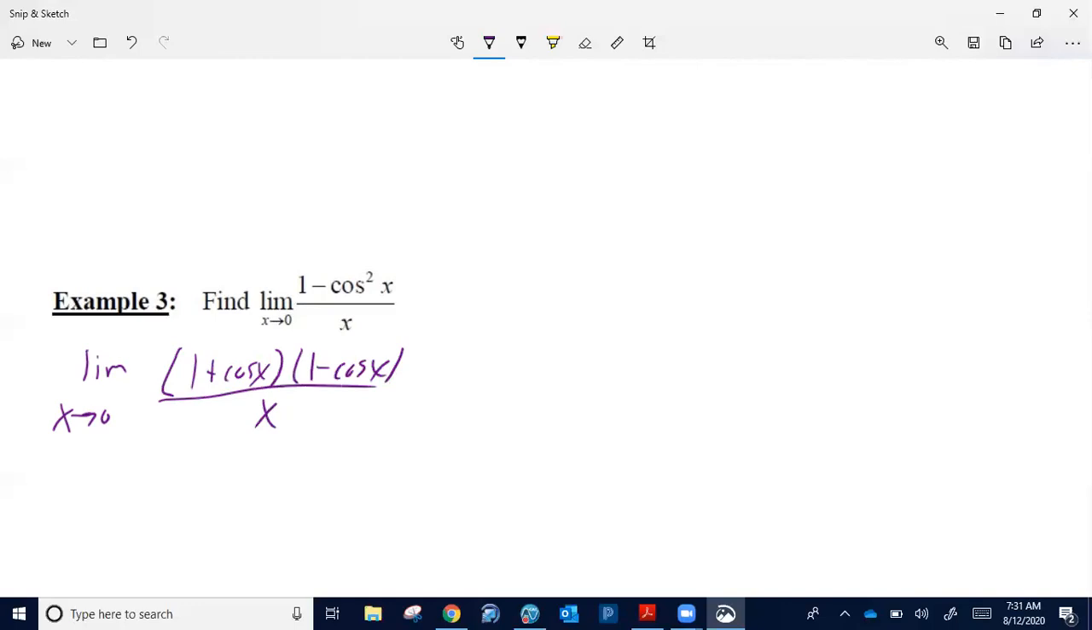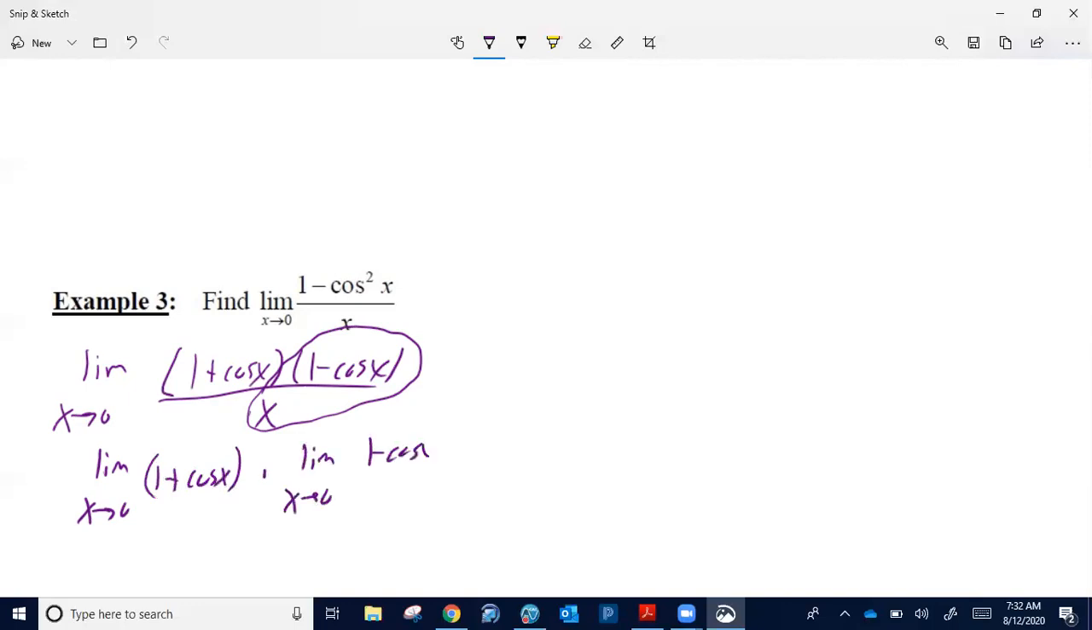From here, we're close to what we want. This (1 minus cosine x) over x piece kind of works together. That will always equal the 0 value. And I can split this into 2 pieces again. It's multiplied together. Limit of 1 plus cosine of x times the limit as x approaches 0 of (1 minus cosine x) over x. This on the right side is a 0 by definition from the squeeze theorem.